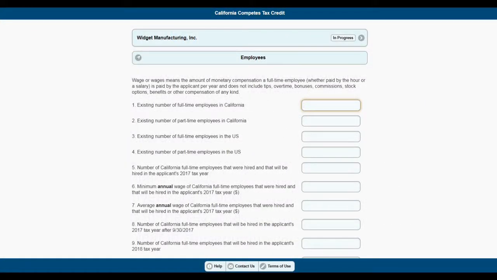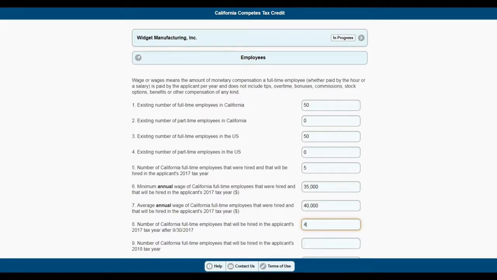Now that we have gone over Widget's base year and hiring for the next 5 years, let's fill in the annual full-time equivalent section. Widget currently has 50 full-time employees and no part-time employees. Widget will hire 5 full-time employees per year with a minimum salary of $35,000 and an average of $40,000. In other words, each employee will make at least $35,000 per year, and all 5 combined will average at least $40,000 per year. While Widget may pay some employees more, as part of its application, it is committing to pay its new full-time employees a combined average of at least $40,000 per year.